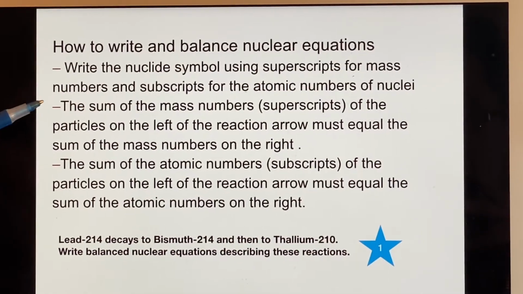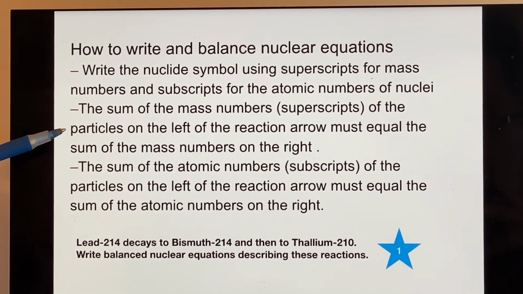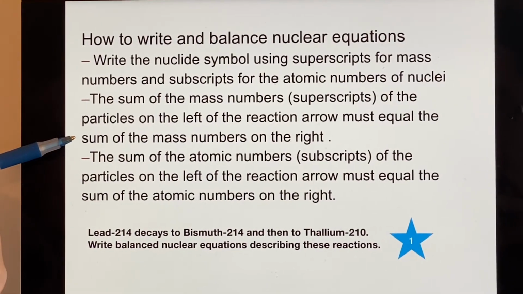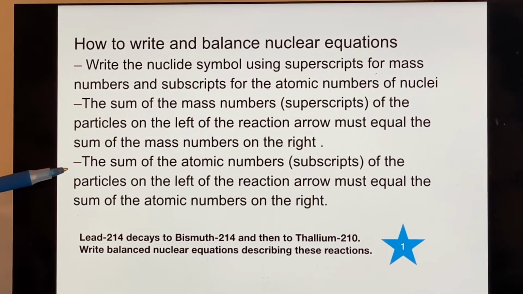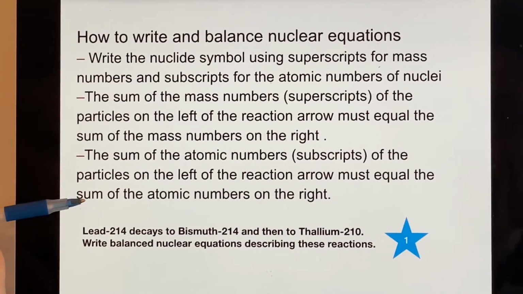The sums of the mass numbers, those are the ones up top, of the particles on the left of the arrow have to equal the sum of the mass numbers on the right. And the same thing with the subscripts. The ones on the left of the arrow have to equal the ones on the right of the arrow.